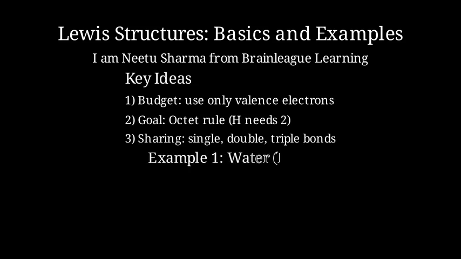Example 1. Water, H2O. Step 1, count valence electrons. Hydrogen has 1 each, so 2 total. Oxygen has 6. Total is 8 electrons. Step 2, oxygen goes in the center. Step 3, make 2 single bonds to hydrogen. Step 4, place the remaining 4 electrons as 2 lone pairs on oxygen.